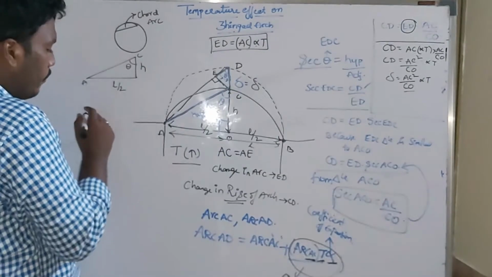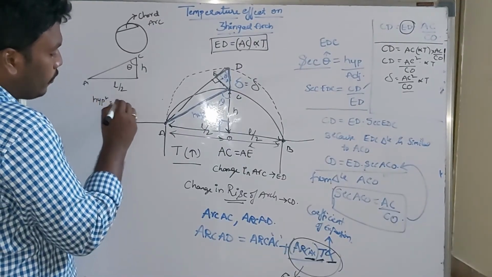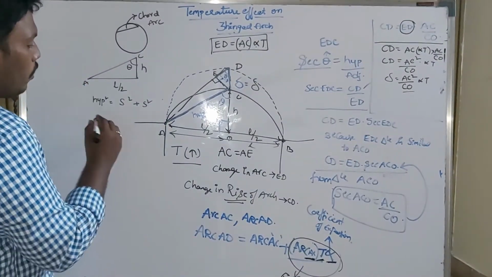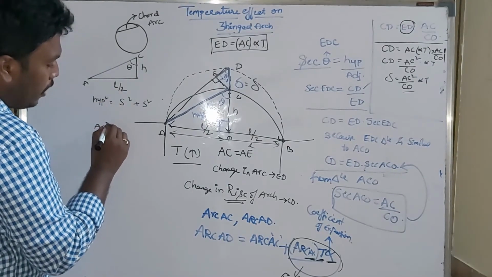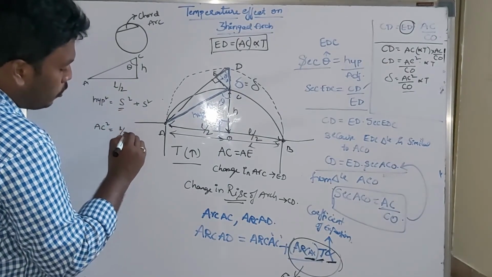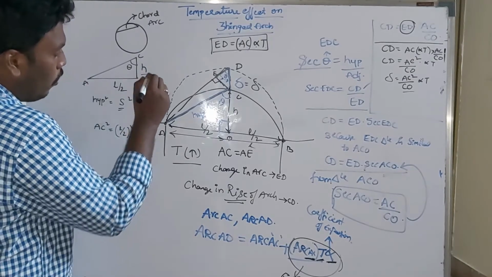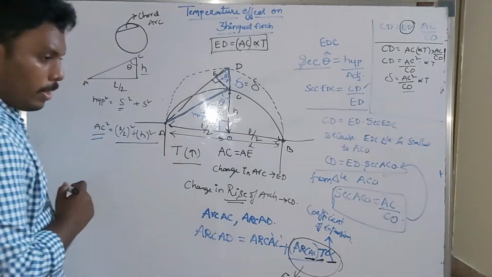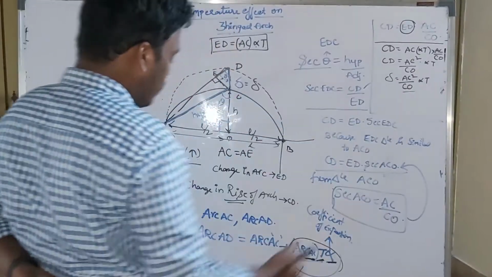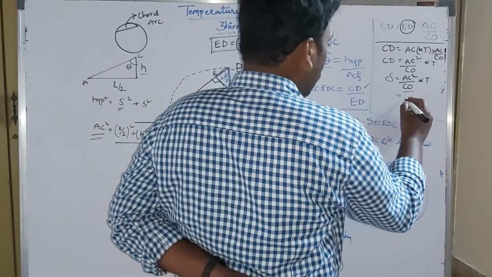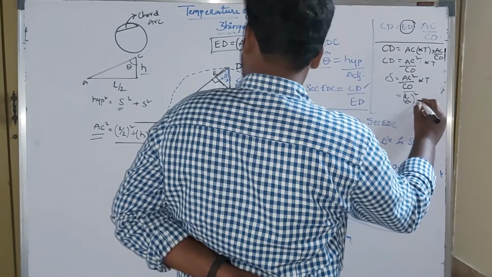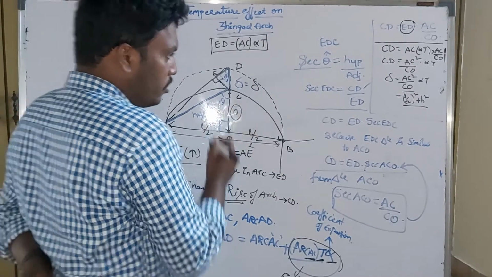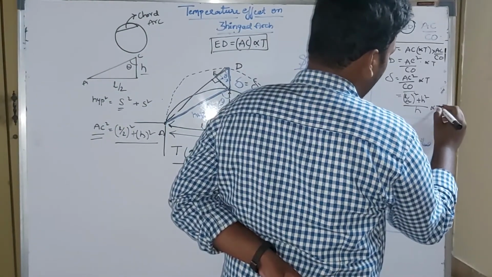Because this is the hypotenuse, hypotenuse square is equal to side square plus side square. This is the general right angle triangle formula, you know. So the hypotenuse is AC, AC square is equal to side square plus side square, which we can put as L by 2 square plus the other side, how much is it, H whole square. So AC square is nothing but L by 2 square plus H square. So let us represent its value here and shift it. So AC square is equal to L by 2 square plus H square, divided by CO. What is the CO value here? H. So this is equal to H into alpha T.